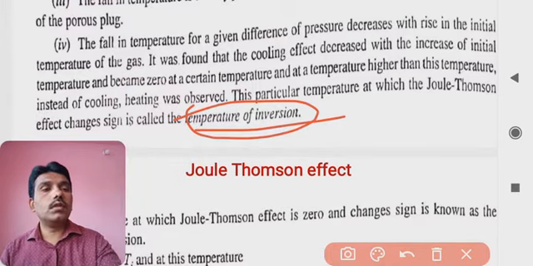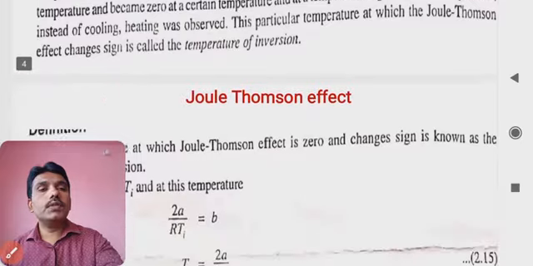So this is the other case where the temperature of inversion takes place.